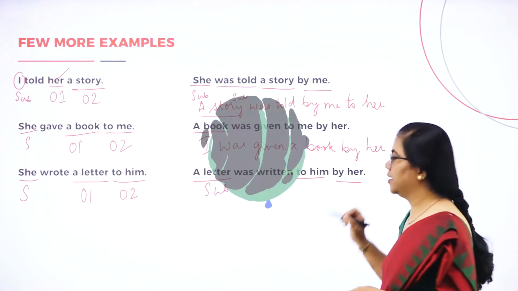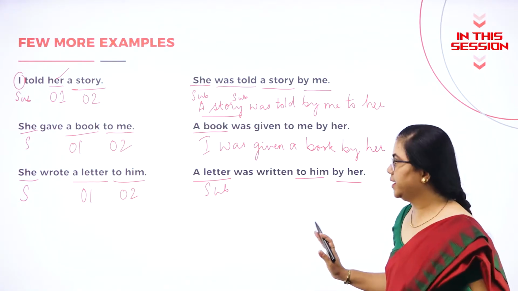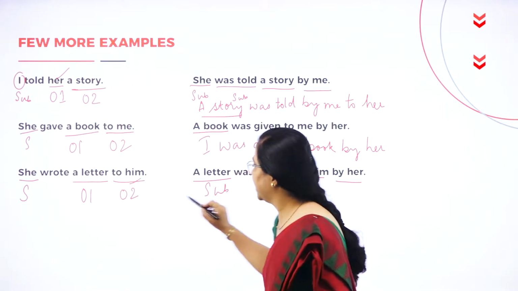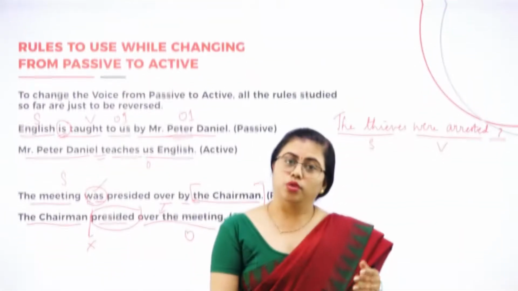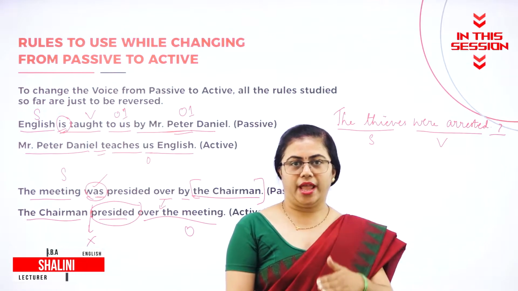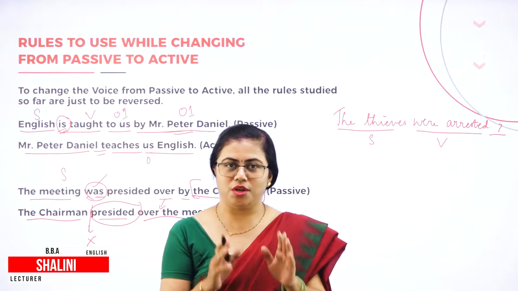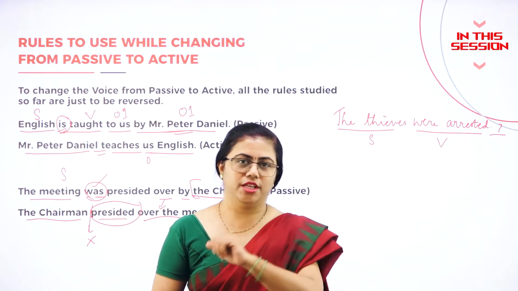Written to him by her. Again, there are two objects. That is, the subject is coming to an object, and here the second object is written as it is. You can change from passive to active even if there is no object. But you can't change from active to passive if there is no object.